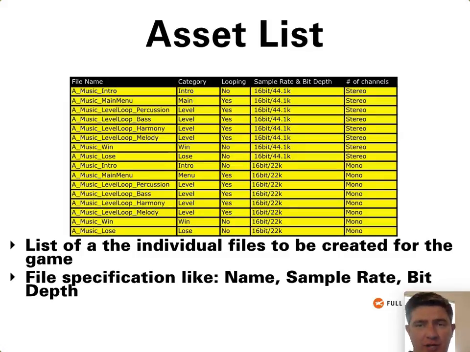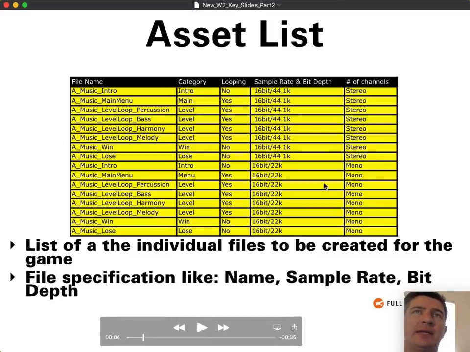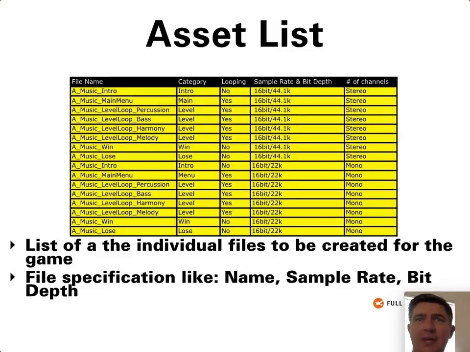Our game composition projects have asset lists in the documentation, and it lists the nine files that you need to create for the game. It lists the sample rate and the bit depth and all of the formatting of the files, along with a list of all of the actual names of each one of them.